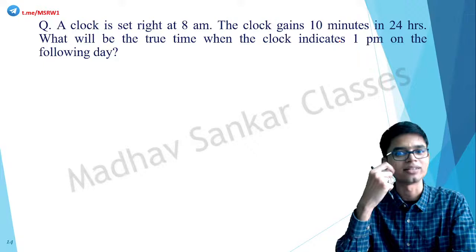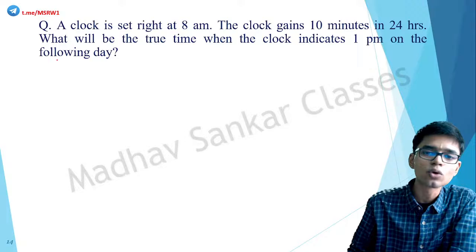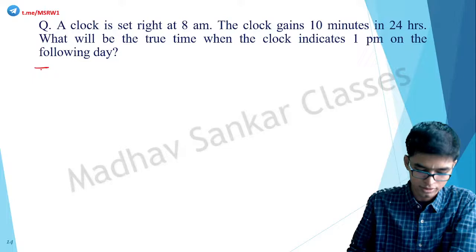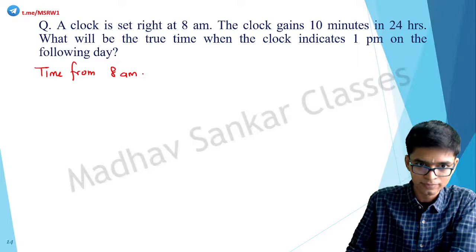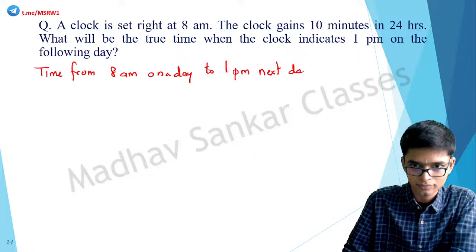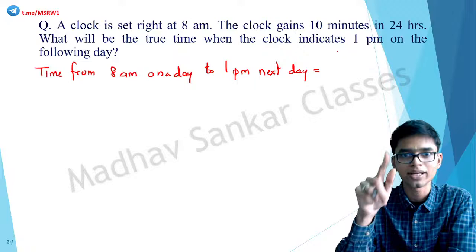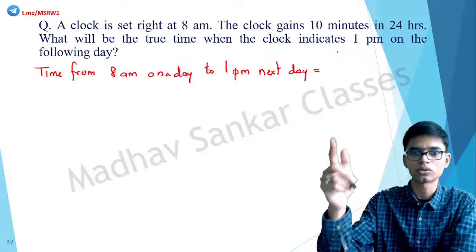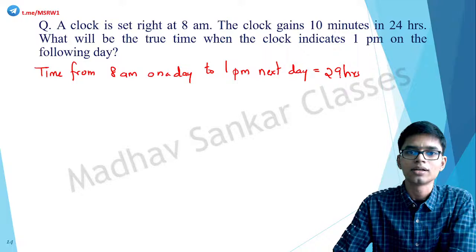Let's start. What is the total time difference between 8 a.m. today and 1 p.m. tomorrow? Time from 8 a.m. on a day to 1 p.m. next day is equal to how many hours? 8 a.m. to next day 8 a.m. is 24 hours. Then to 9, 10, 11, 12, 13, that is 1. So totally how many hours? 29 hours. Correct. Number of hours between 8 a.m. today and 1 p.m. tomorrow is 29 hours.